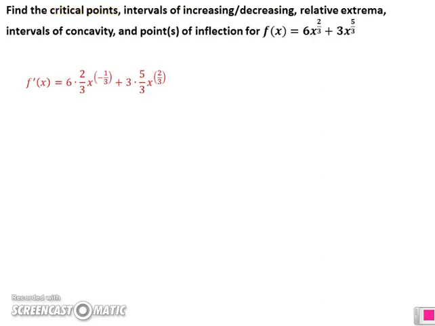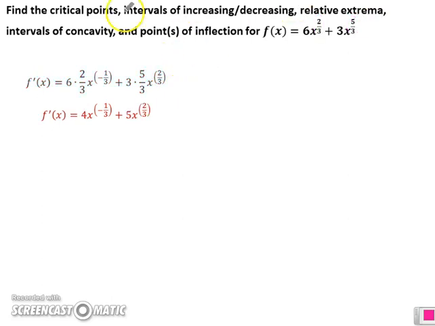So power rule here, we take the exponent, bring it out to the front. We're going to multiply it by the coefficient, and then you have to subtract 1. And when you subtract 1 from a fraction, you have to make it a fraction. So instead of it looking like a 1, it's a 3 over 3. So 2/3 minus 3/3 is the negative 1/3. Same thing goes here. 5/3 comes down, gets multiplied to the 3, and then we subtract 1 from it, ends up being 2/3. So here's our first derivative equation.